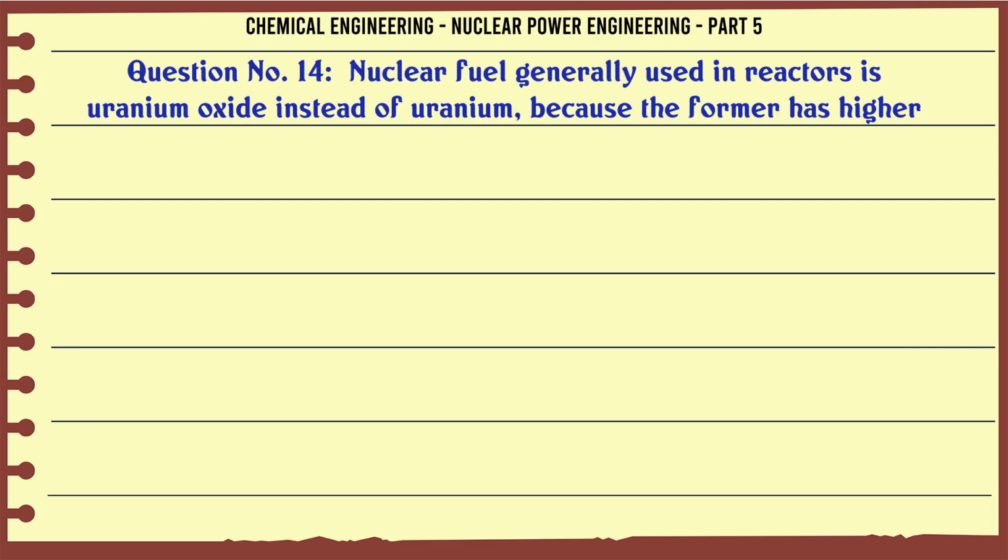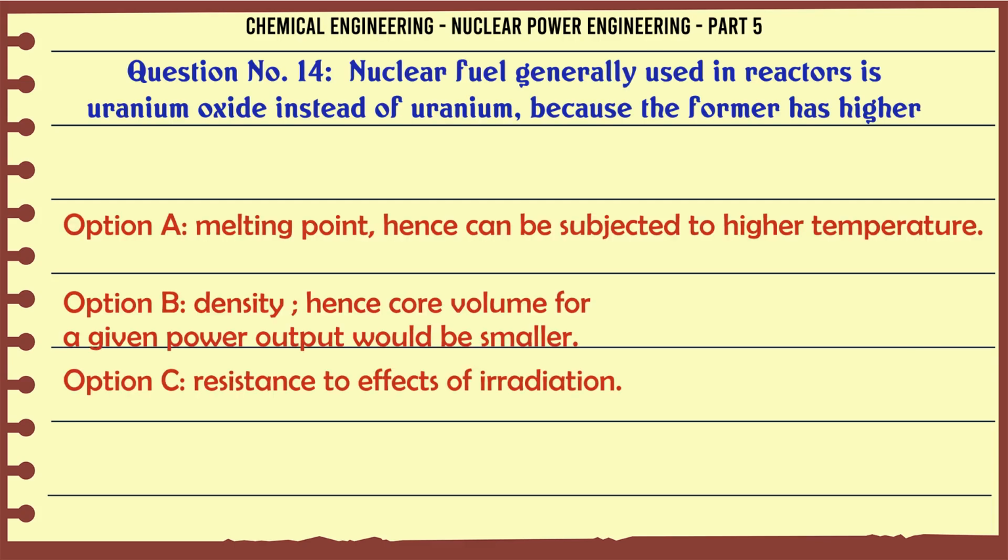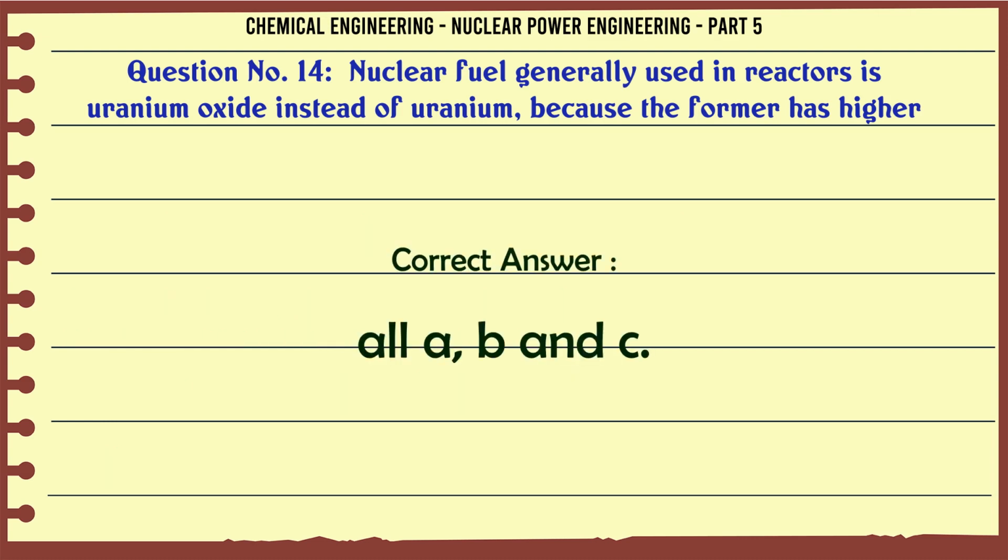Nuclear fuel generally used in reactors is uranium oxide instead of uranium because the former has higher: A. melting point, hence can be subjected to higher temperature. B. density, hence core volume for a given power output would be smaller. C. resistance to effects of irradiation. D. all A, B, and C. The correct answer is all A, B, and C.